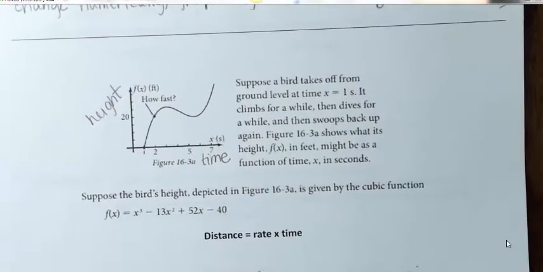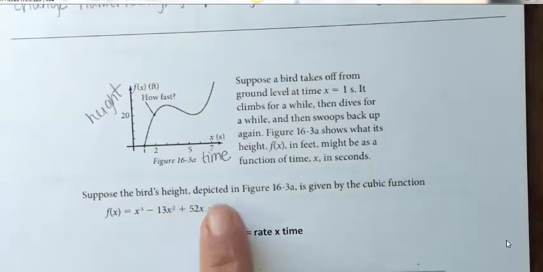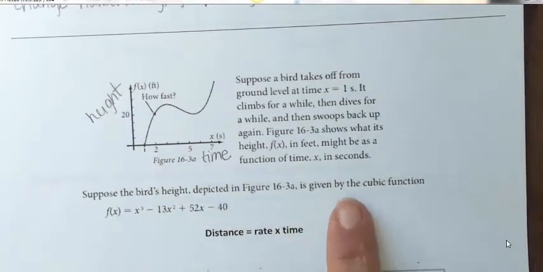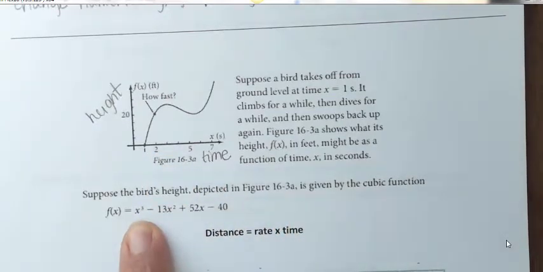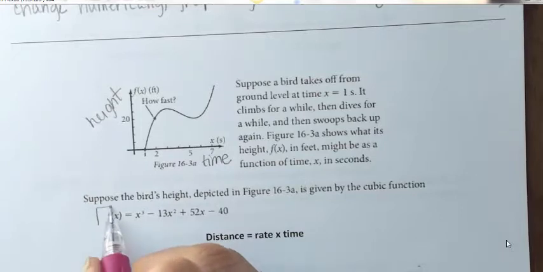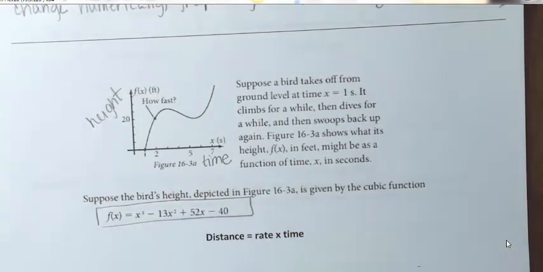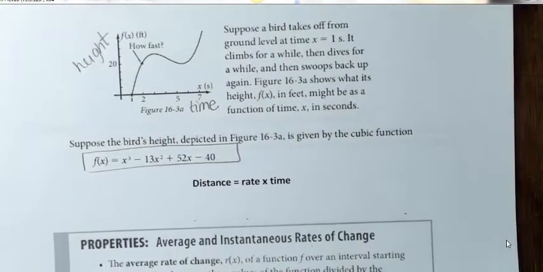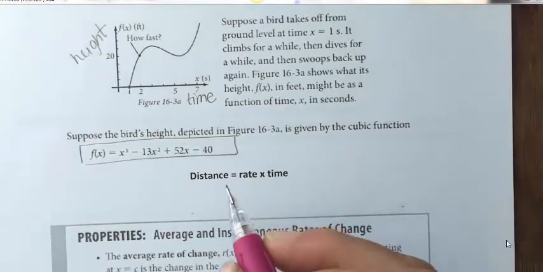So now we know that the bird's height, which is depicted in this graph, is given by this cubic function right here. So we're going to keep coming back to this cubic function. So we're going to need to know where that's located. Now, anytime that we're talking about rates of change, there's this formula that you probably learned sometime in like Algebra 1 or something like that.